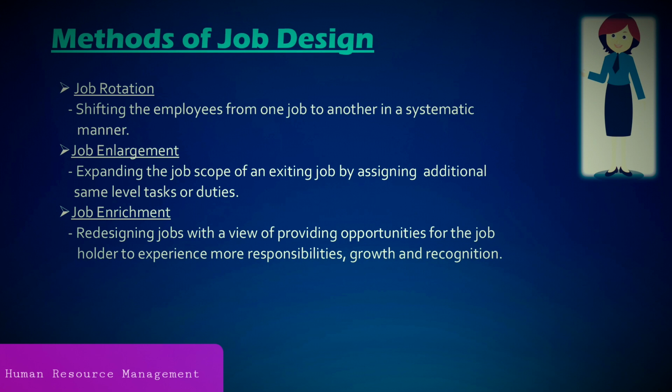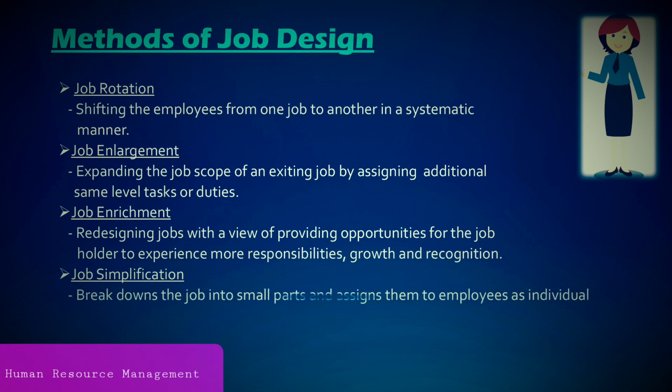In job simplification, a job is divided into small parts, and those parts are assigned to employees as individual jobs. The main objective of this method is to simplify the job and thereby enhance the individual's productivity by reducing the complexity of the original job. However, all these 4 methods have both advantages and disadvantages of their own.